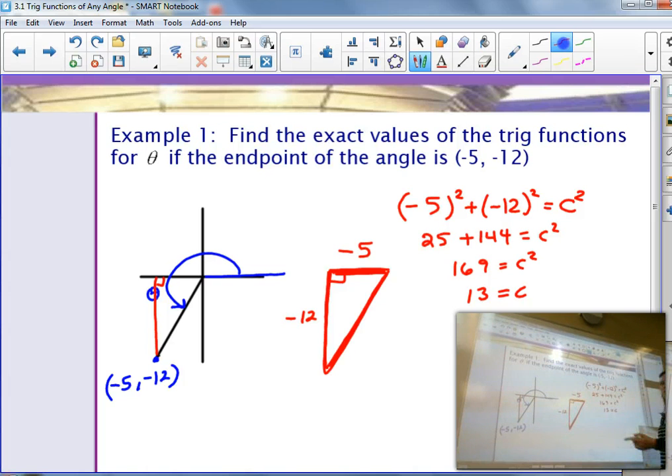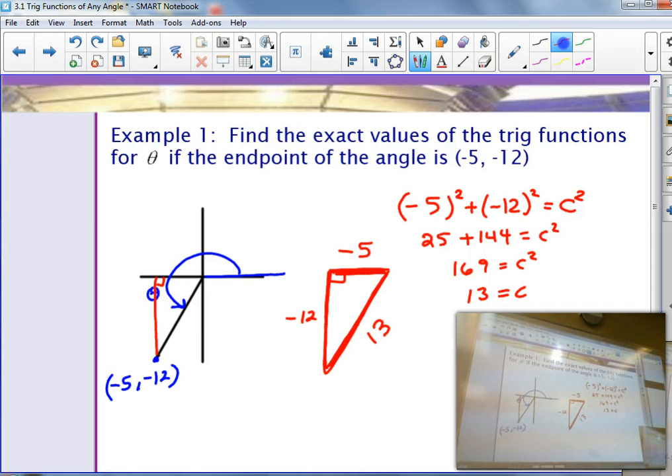You want to trust me on that one? It's helpful to know your Pythagorean triples: 3, 4, 5; 6, 8, 10; 5, 12, 13; 7, 24, 25. So it's positive 13? Yes. Pythagorean triples are when you have whole numbers that satisfy the Pythagorean theorem, as opposed to like root 2 and 2. Hypotenuse will always be positive.